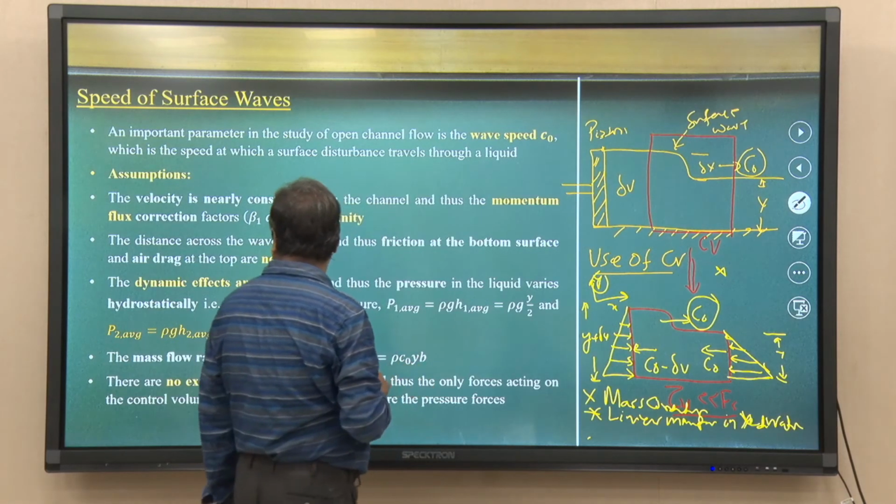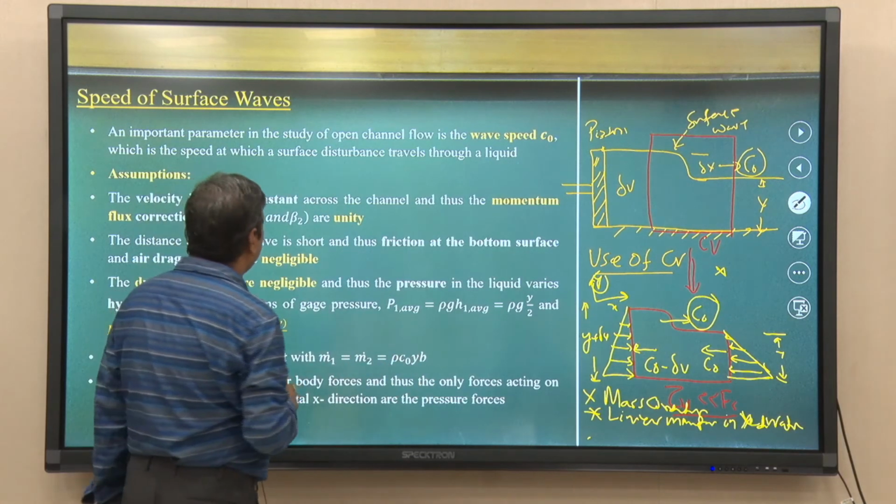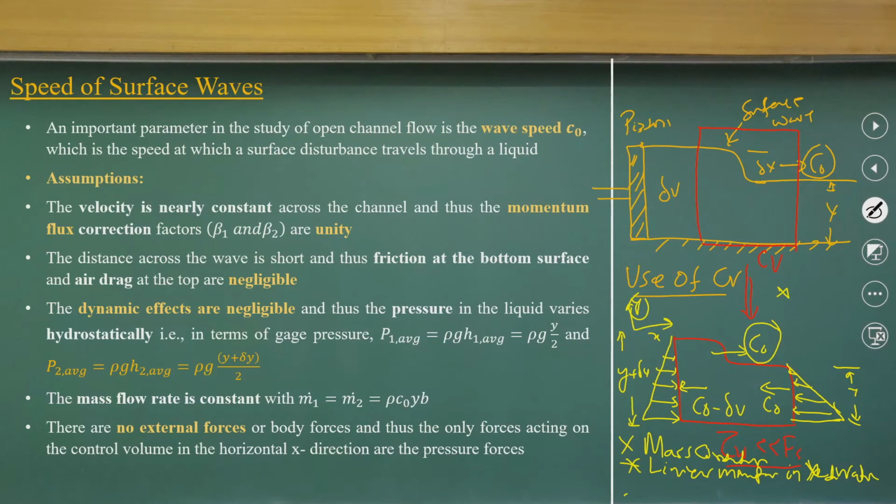Now, as has been given, the first assumption is that it is very nearly constant, and beta 2, the momentum flux correction factor, is close to unity. The distance across the wave is short, so the friction at the bottom surface or air drag at the top surface will be negligible. That is what I discussed here. The force due to friction at the bottom will be much lesser than the hydrostatic pressure distribution force we are getting.